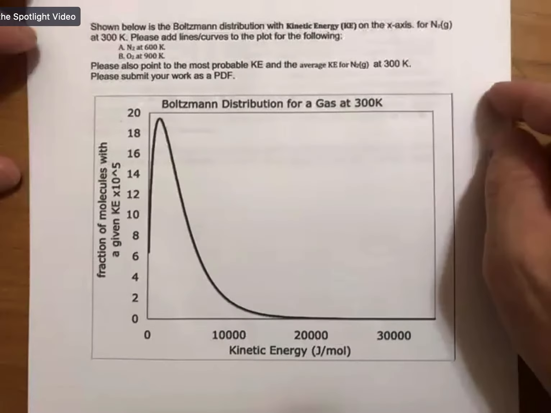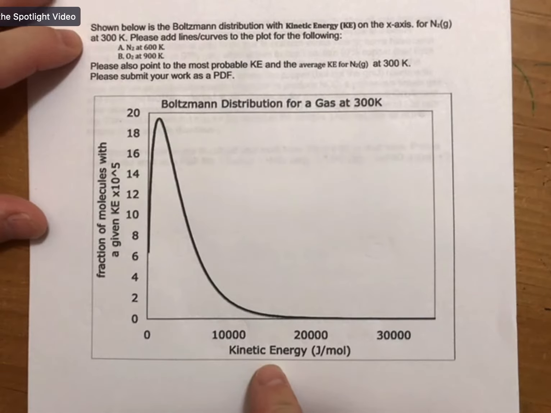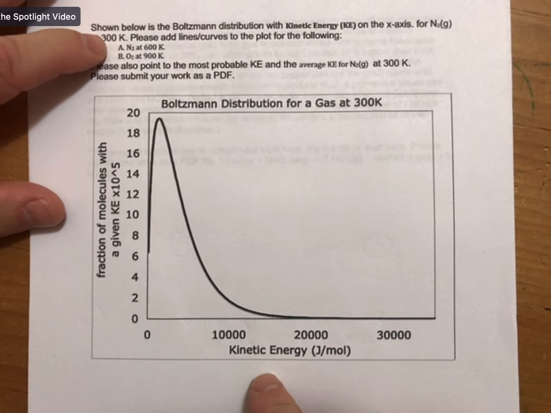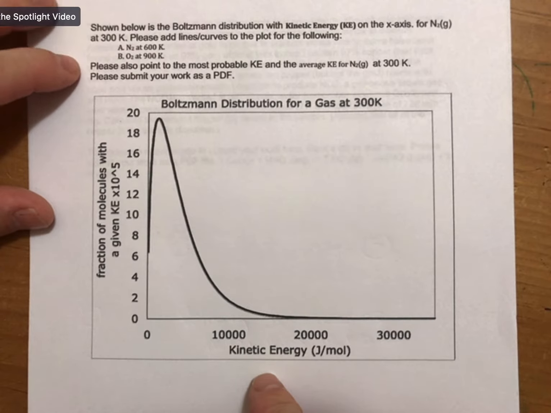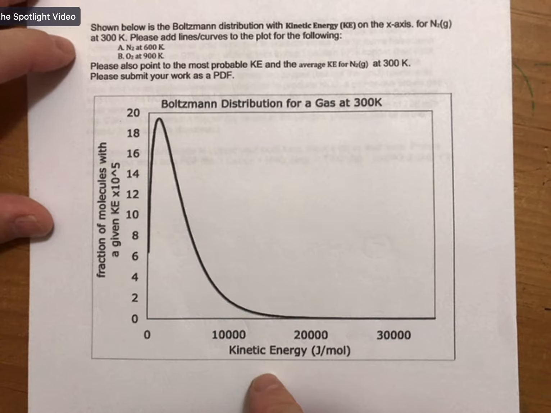Below is the Boltzmann distribution with kinetic energy on the x-axis. For nitrogen at 300 Kelvin, please add lines or curves to the plot for the following: N2 at 600 Kelvin, O2 at 900 Kelvin. Please also point to the most probable kinetic energy and the average kinetic energy for nitrogen gas at 300 Kelvin.